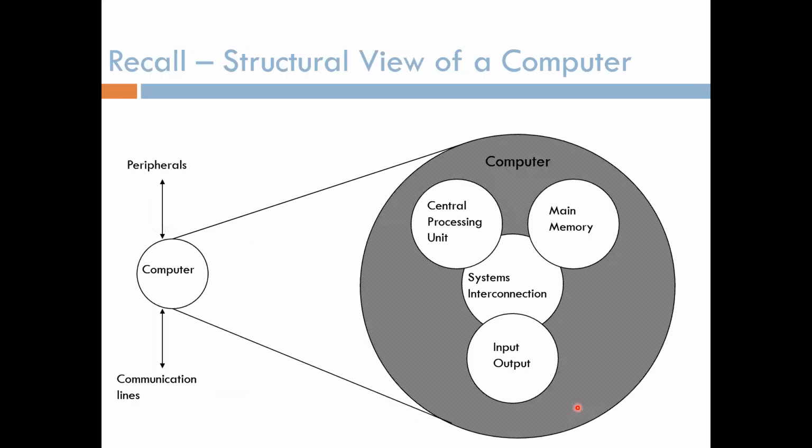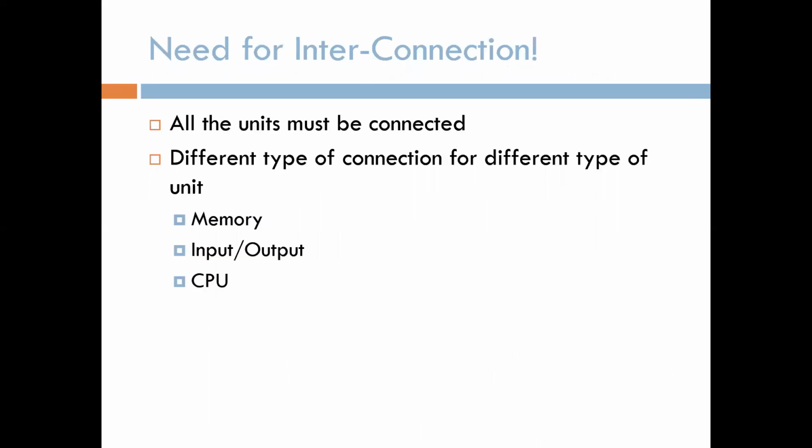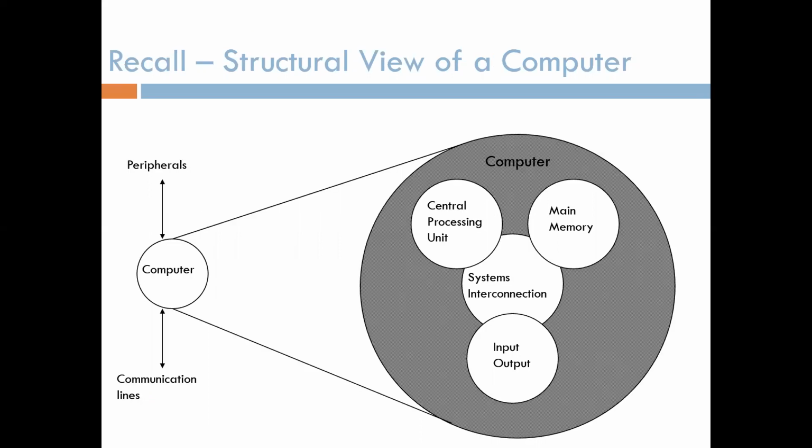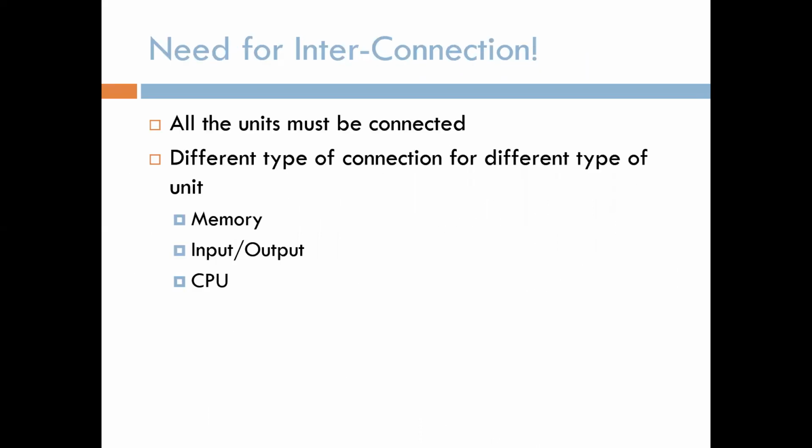Okay, so let's go back, and we can remember that the structural view of a computer is like this. It's made up of the CPU, main memory, and the input output. And we all realize that there needs to be some sort of interconnection of all of these devices. Each one of these devices has a lot going on with them, and you can tell that it's not just one line that's connecting each one of these things together. In fact, there are several things going on.